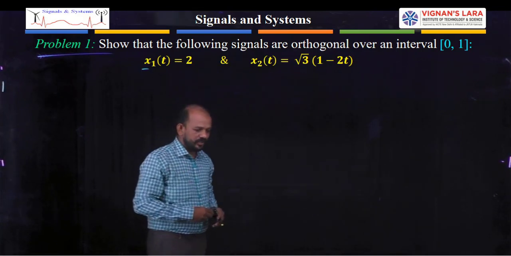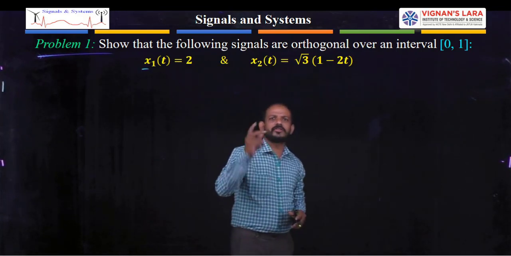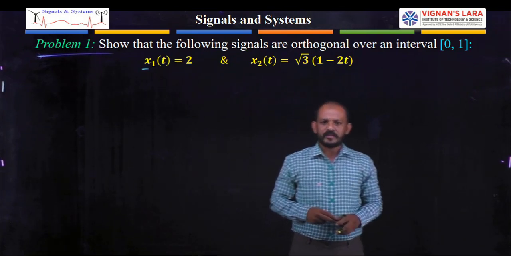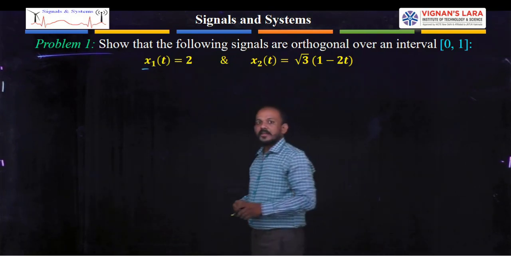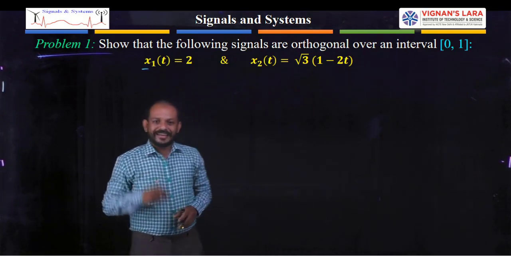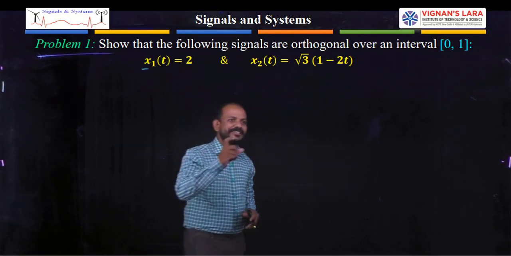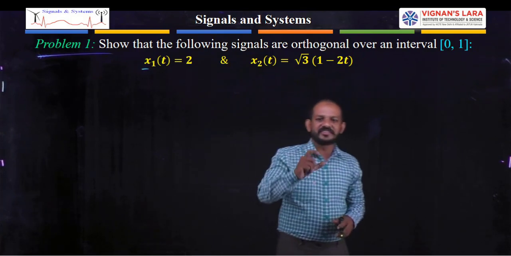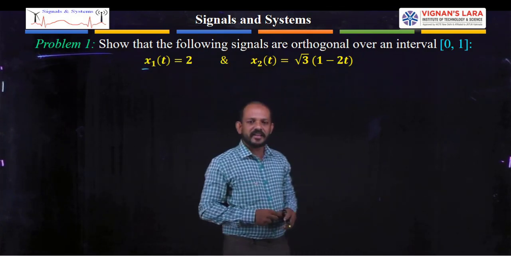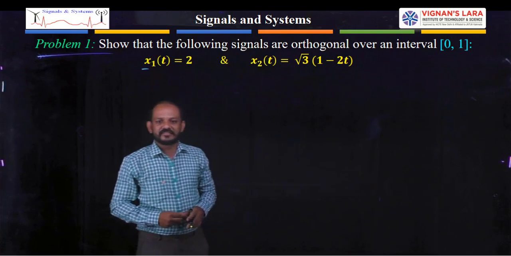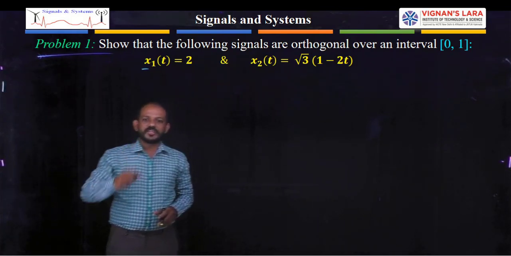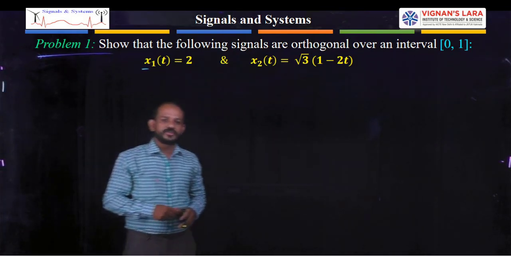Now, when we say two signals are orthogonal to each other, I already explained this in the previous class. Simply, if the integral of the product of two signals over the given interval is equal to 0, then we can say that the two signals are orthogonal to each other.